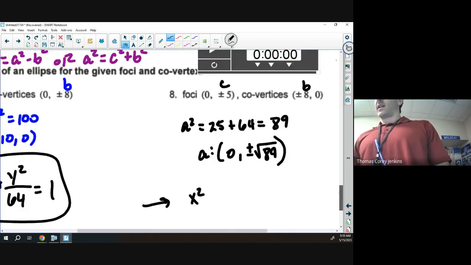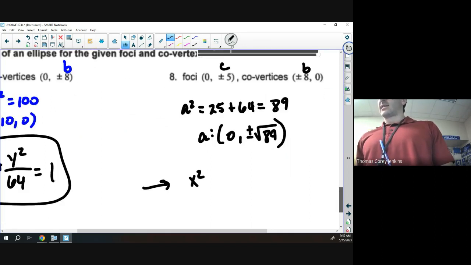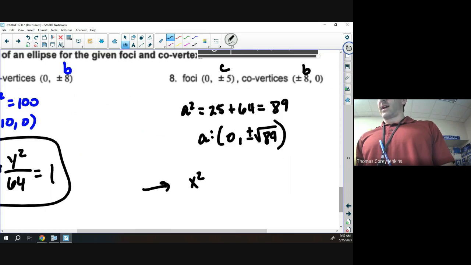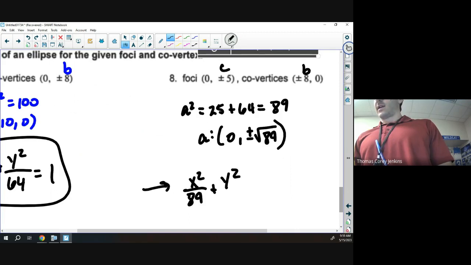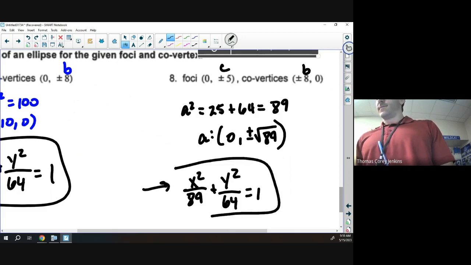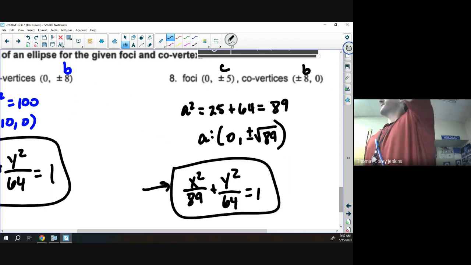All right, so your final equation here would be x squared over 89 plus y squared over 64 equals 1. Anybody have any questions on where those numbers are coming from? Yes.